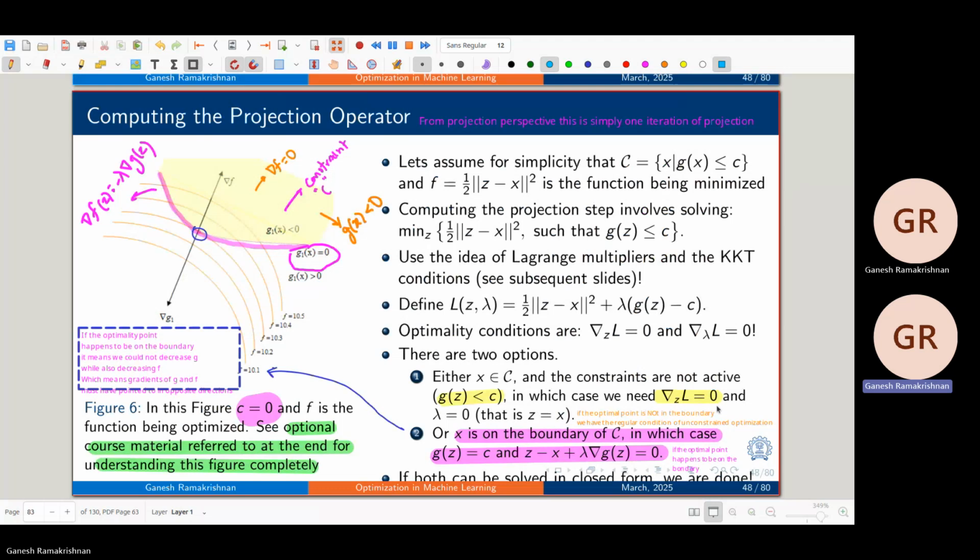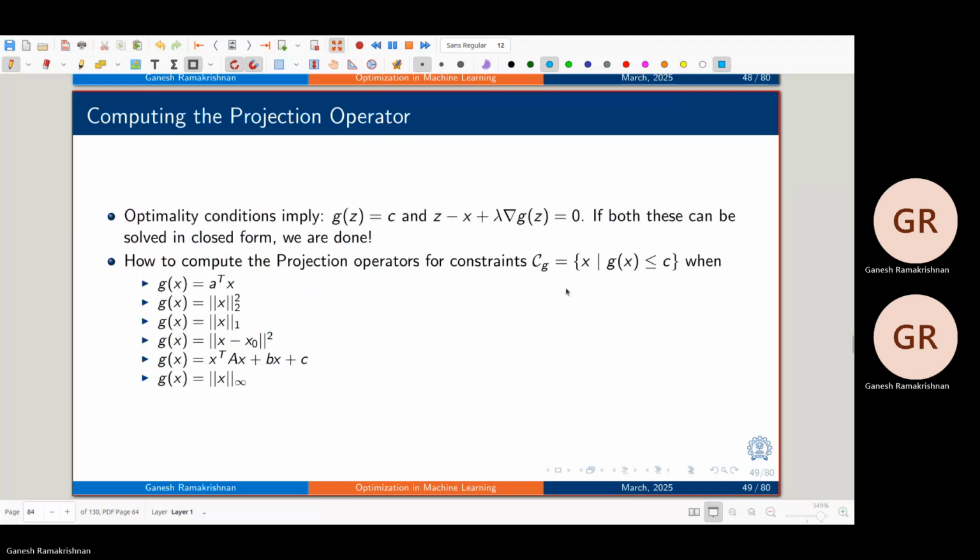So yes, it can be in the interior, but in the interior, the gradient of f should have gone to 0. Which typically doesn't happen if you're doing projection, right? But yes, you're right. It doesn't have to lie on the boundary. So this is basically the condition.